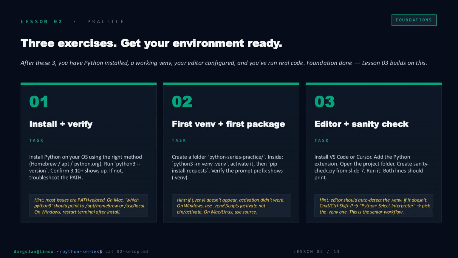3 exercises in order. First, install Python and verify with python3 --version. You want 3.10 or higher. Second, create a practice folder, spin up your first venv, and pip install requests to confirm the whole chain works. Third, open it in VS Code or Cursor, point the interpreter at your venv, and run the sanity check from earlier. Finish these 3, and your foundation is locked in.